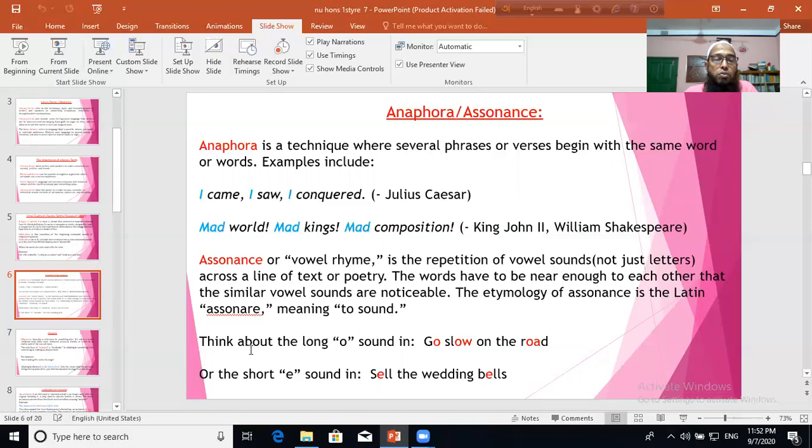Look at this example. Go slow on the road. So the long O sound has been repeated. Go slow on the road. So O, O, O. Repetition of vowel sound. Or the short E sound has been repeated in these two words, sell the wedding bells, sell, bell, see, the repetition of the E sound. So repetition of vowel sounds is assonance.